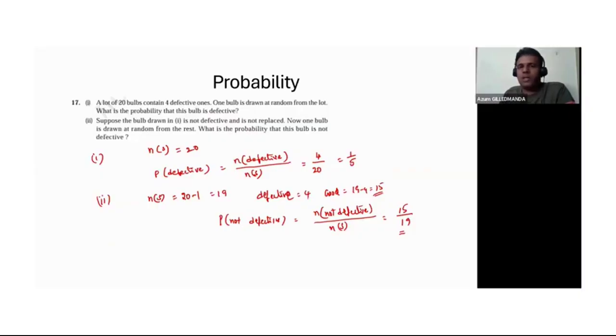So here, unlike the other problems, there are two scenarios given. In the first scenario, from the 20 bulbs, if you draw one bulb, and that is non-defective, and that was kept aside, that means your total possible outcomes are now reducing from 20 to 19. That is very key. So if you get that, you can solve any problem here.